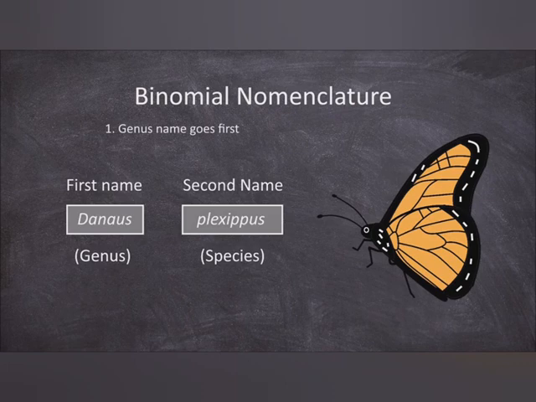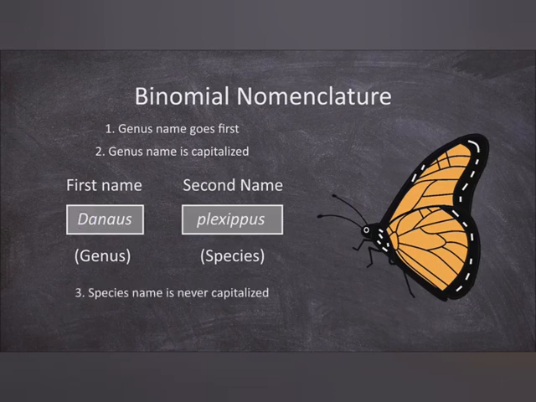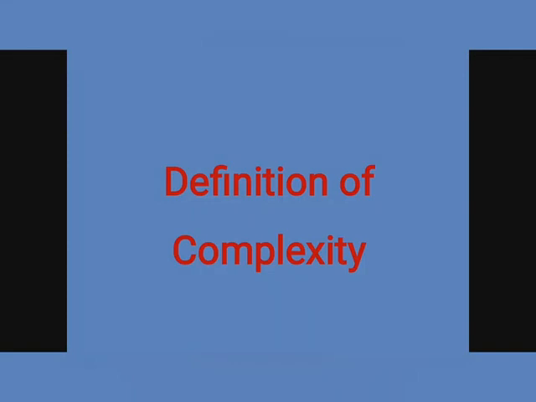So the first rule says the genus name must go first, which is the generic name. The genus name must be the first name to be written, and it starts with a capital letter. That is, it must be capitalized. The second rule of binomial nomenclature is that the specific name, which is the species name, is never capitalized. Even the first letter is always a small letter. And the last one is that the entire name is in italics or it is underlined separately.